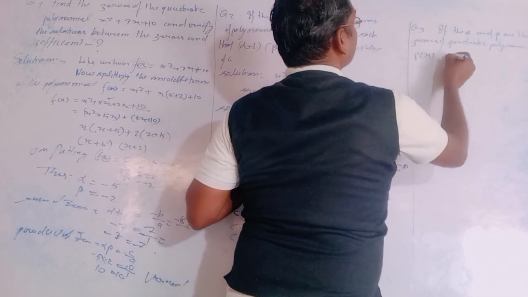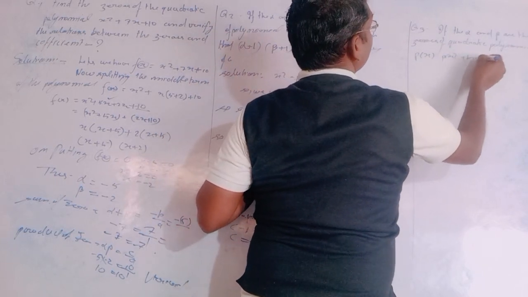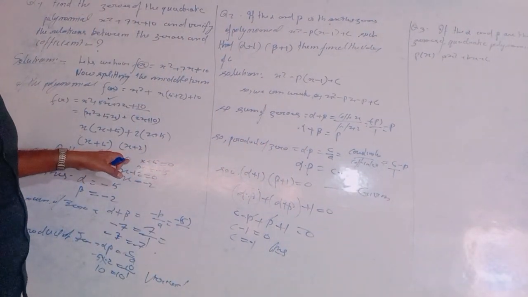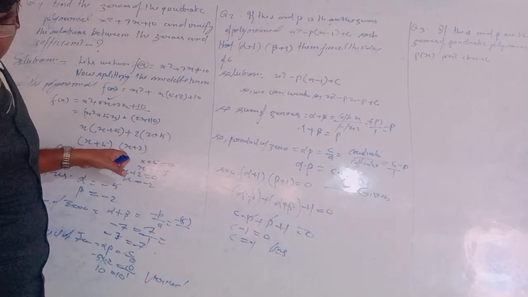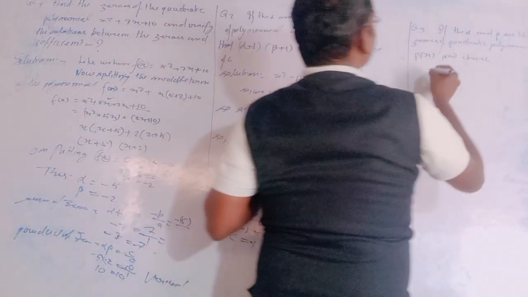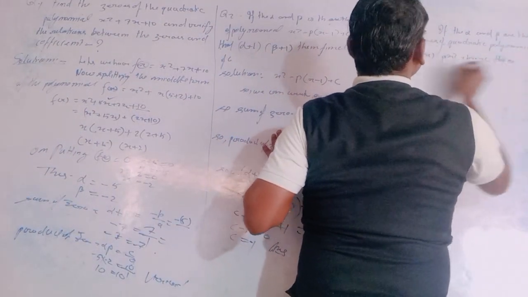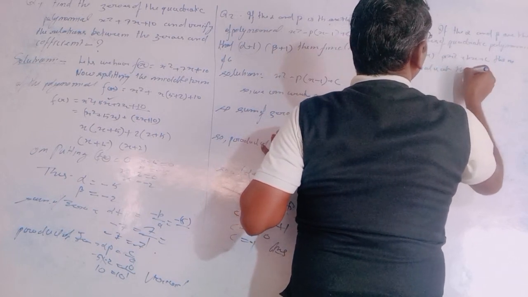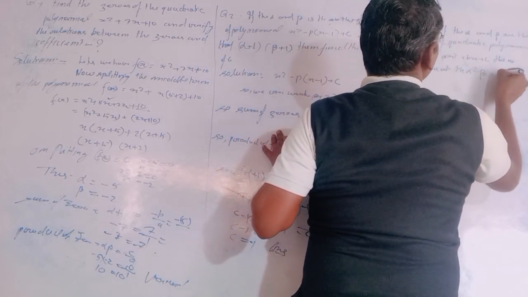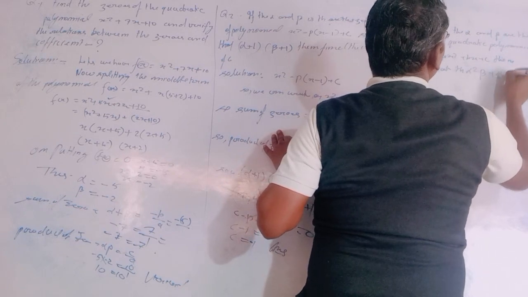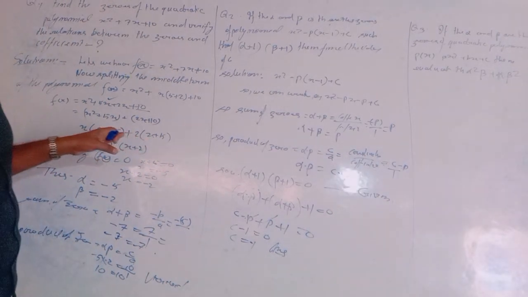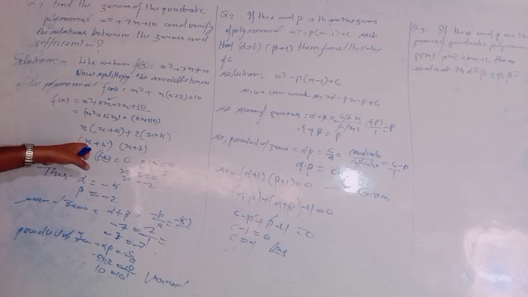ax square plus bx plus c. This value is given here. Evaluate alpha square beta plus alpha beta square. Okay, alpha square beta plus alpha beta square. Here is the question.